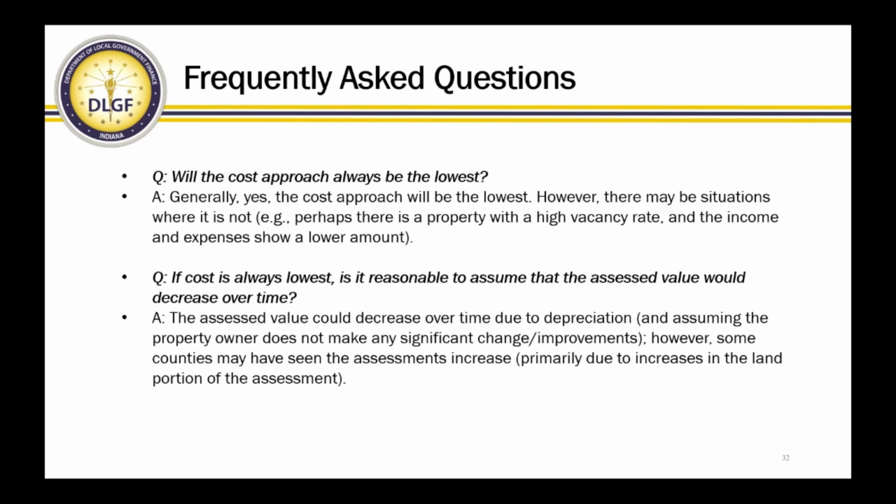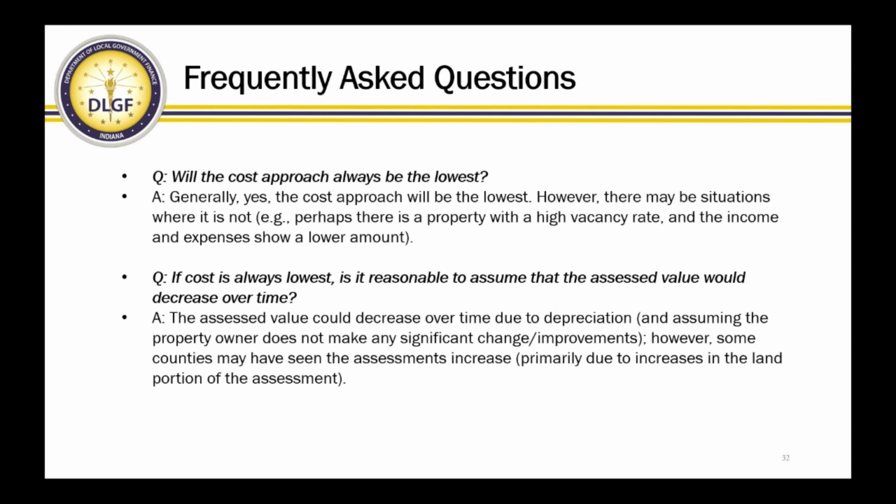Will the cost approach always be the lowest? Generally speaking, yes, it will be the lowest. However, there may be situations where it isn't. Maybe there's a property with a high vacancy rate and the income and expense information results in a lower amount. So generally you could think of it being the lowest, but not necessarily in every case.